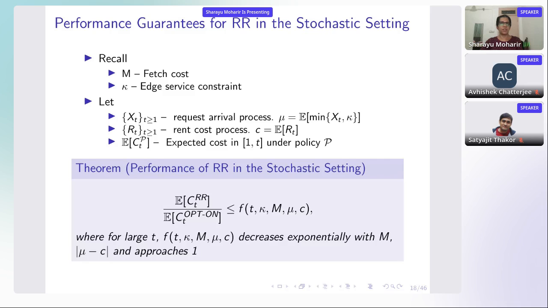Our benchmark here is slightly different. We look at the optimal online policy, opt-on. This opt-on policy knows the statistics of the arrival and rent cost processes, but does not know the actual realization. And our next result provides an upper bound on the cost incurred by RR compared to the cost incurred by the online optimal policy, opt-on. We show that for large time horizons, the performance of RR approaches the performance of the optimal online policy at an exponential rate as M increases. So what I mean to say is, as M increases, recall M is the fetch cost, the ratio between the expected cost incurred by RR and the expected cost incurred by opt-on approaches 1 exponentially.